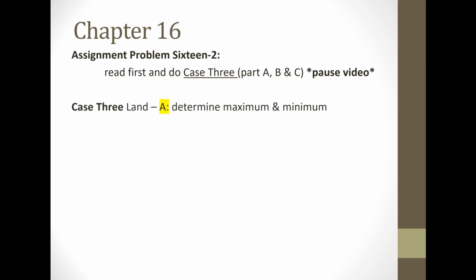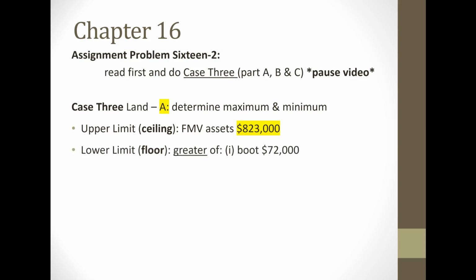Okay, let's take a look at case 3. Now in case 3, this is a transfer of land. The maximum or the upper limit ceiling is going to be the fair market value of the land, which is $823,000. The lower limit or the floor is going to be the greater of two amounts. Now the greater of one, the boot, the non-share consideration, which is $72,000, and the second amount is the lesser of cost and fair market value.